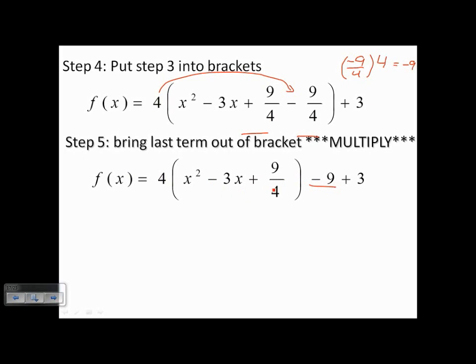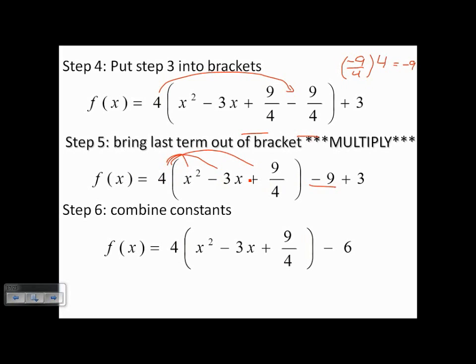Everything else has stayed in the bracket. The 4 does apply to all these. If I was doing expansion, I would do all of those, but that's not what I want to do. I want to keep the 4 outside. I want to keep this nice and clean inside. I'm going to combine constants, negative 9 plus 3, negative 6. I'm ready for my last step.